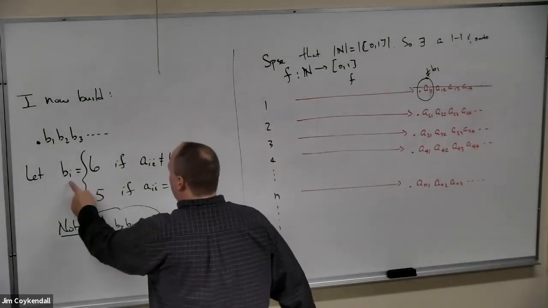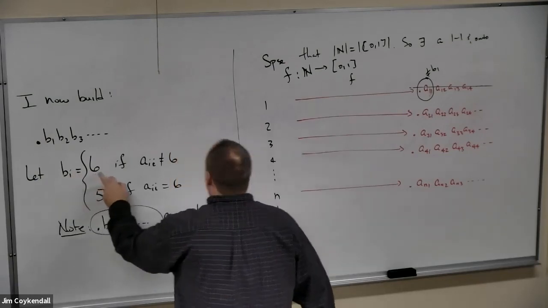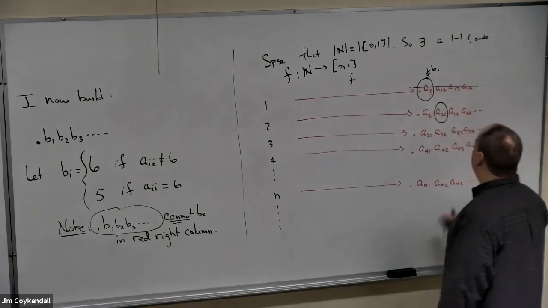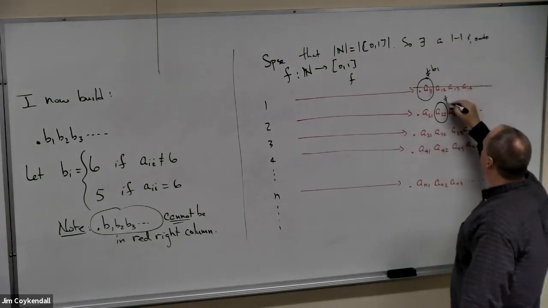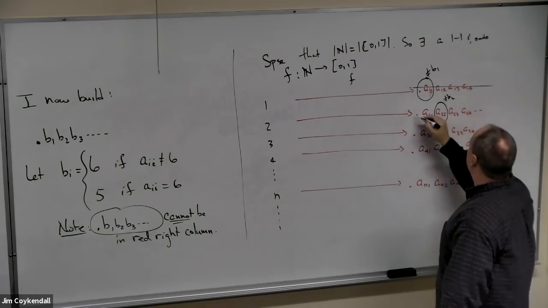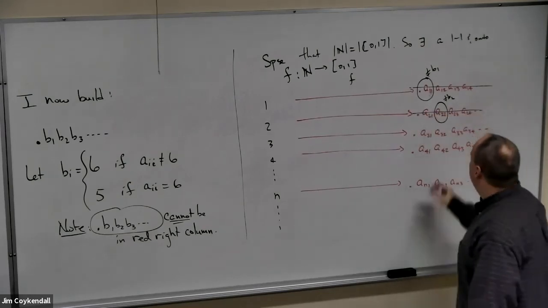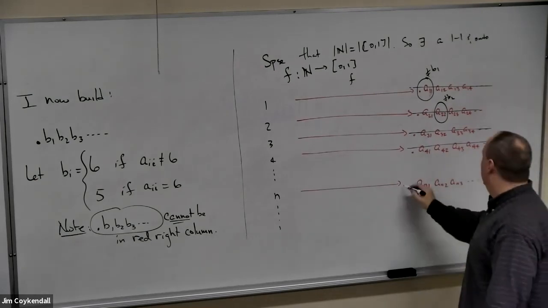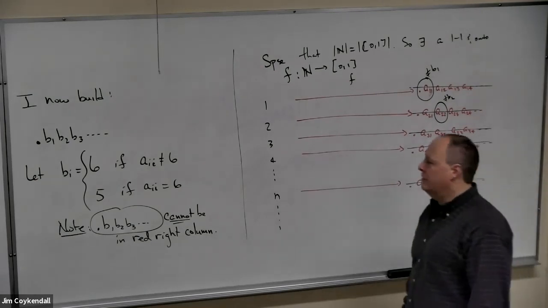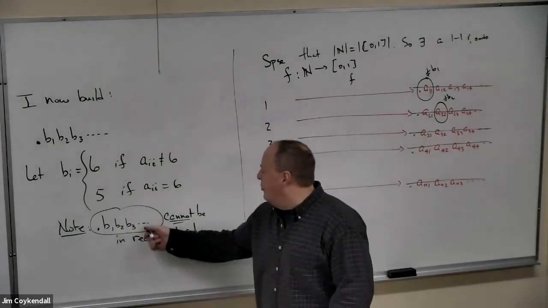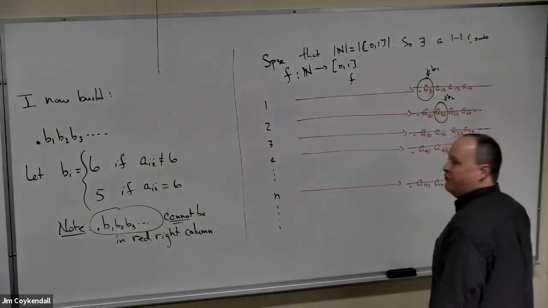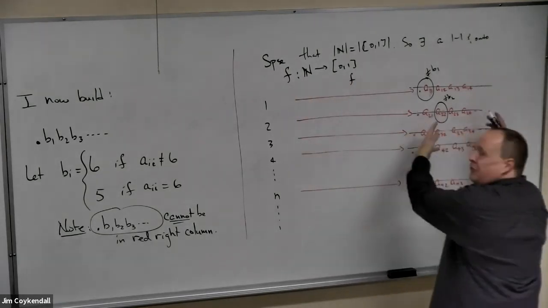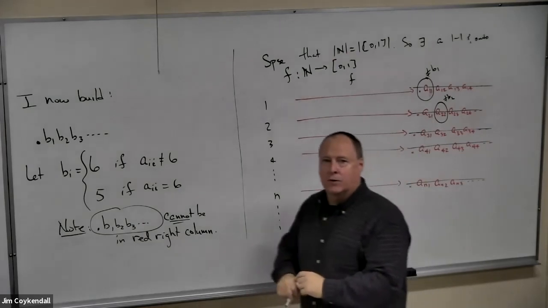But look at the way B2 is defined. B2 is 6 if this is not 6, and 5 if this is 6. So this is not B2. So this one doesn't match in the second decimal place. And this one doesn't match in the third. This one doesn't match in the fourth. And this one doesn't match in the nth place. That means this is new. It's not in this list, which means that this function can't be onto. There has to be stuff left over.